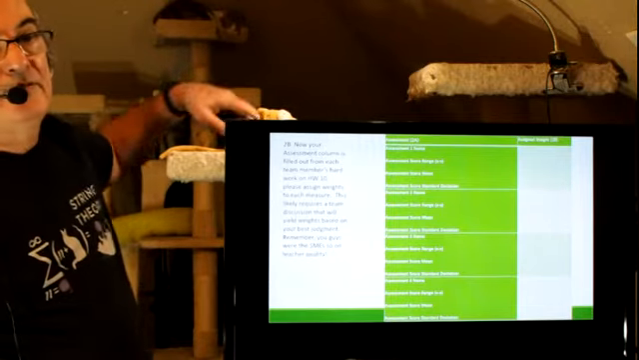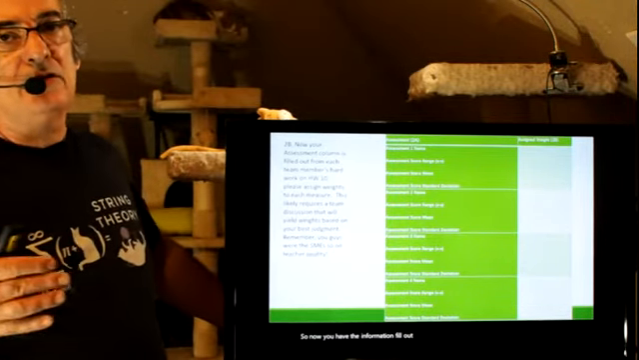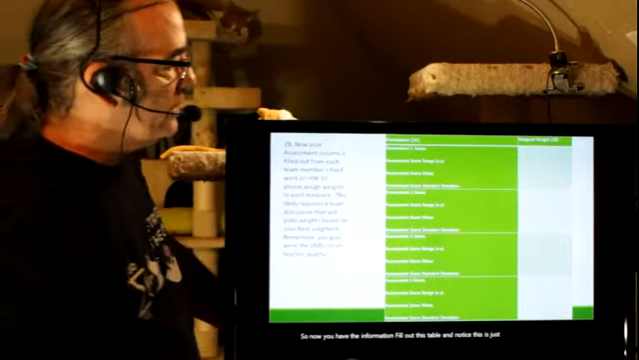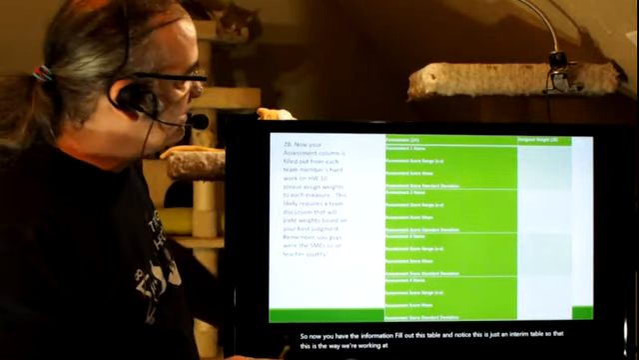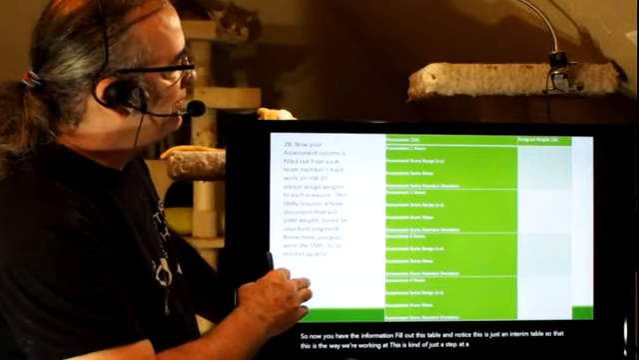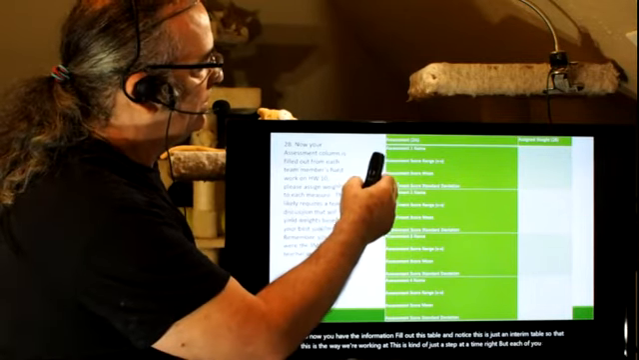Okay, so now you have the information to fill out this table. And notice, this is just an interim table, so the way we're working at this is just a step at a time, right? But each of you will then fill in one of these boxes.